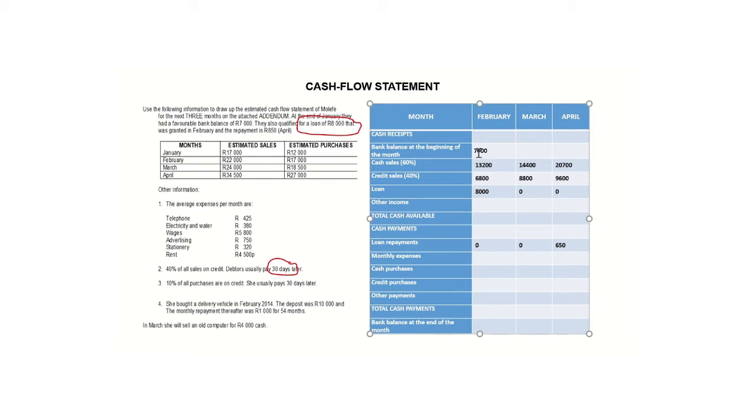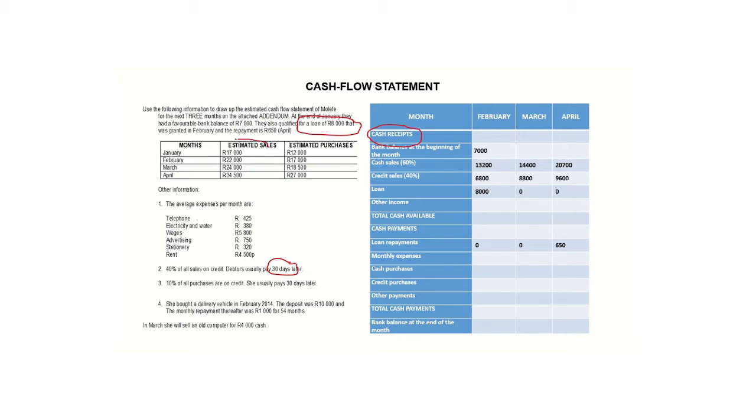Now, remember, we are under the cash receipts. Where is the money going to come from? The money is coming in from the bank, from the sales, from the loan, and we've got other. Remember I said, other can be anything. Like if we left money in the bank and the bank gives us interest, it's other. Other income is any income that is not part of trading. Trading means selling of stock and receiving money from the customer. So we have to go to our table and look for other income.